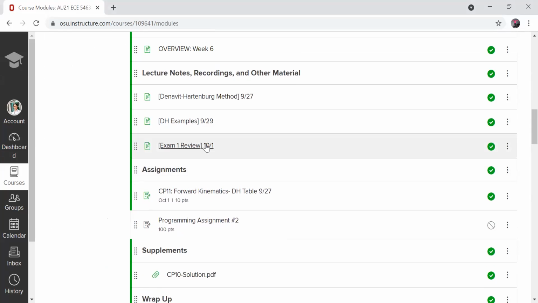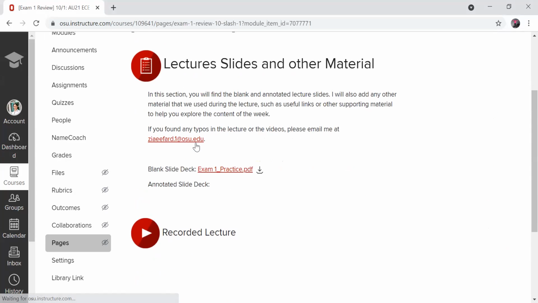Exam practice. Here, exam 1 review. I put all the questions in there. So you'll see that the first part, which is the conceptual question, I just wrote, there will be a question about this. I didn't write the question. But the problems, I wrote an example.